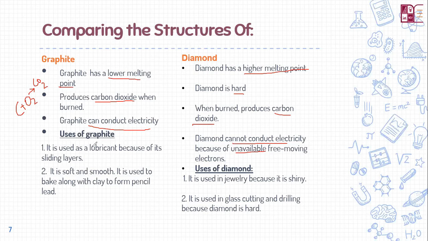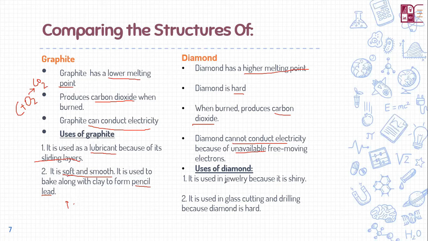Now the uses of graphite. Graphite can be used as a lubricant because it has sliding layers. It is soft and very smooth. When it is baked along with clay, it will form pencil lead. If you have more graphite in pencil lead, the pencil lead is going to be softer. Why? Because graphite has the property of being soft.